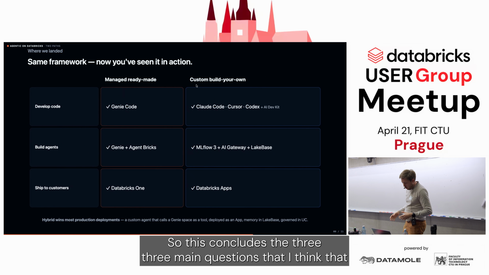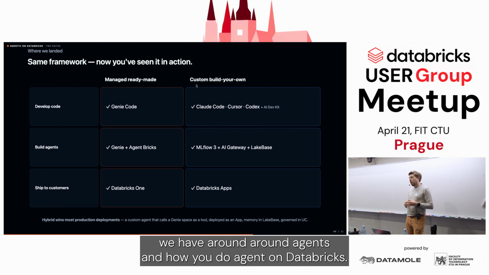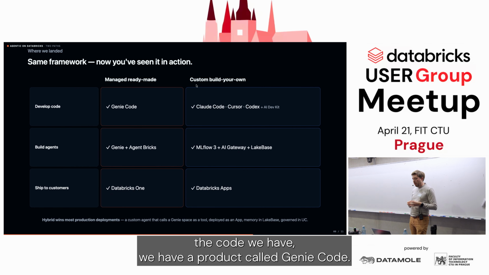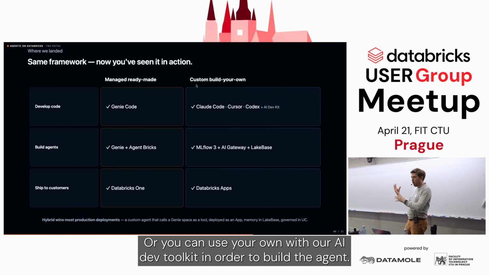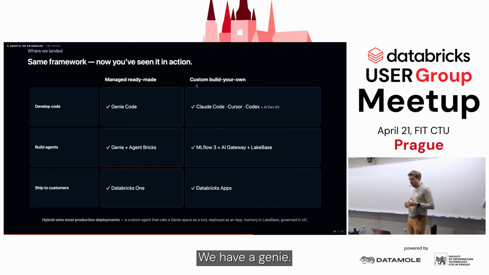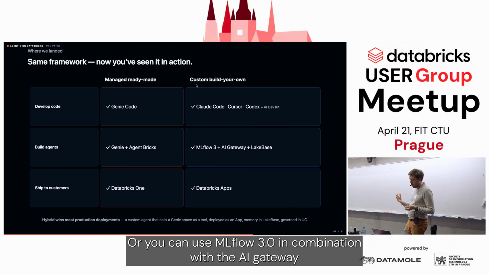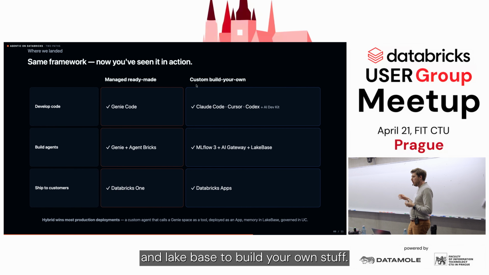So this concludes the three main questions that I think we have around agents and how you do Agentic on Databricks. Just as a recap, in order to develop the code, we have a product called Genie Code, or you can use your own with our AI Dev Toolkit. In order to build the agents, we have Genie, that's your capability to speak to your data, and Agent Bricks. Or you can use MLflow 3.0 in combination with the AI Gateway and Lakebase to build your own stuff.